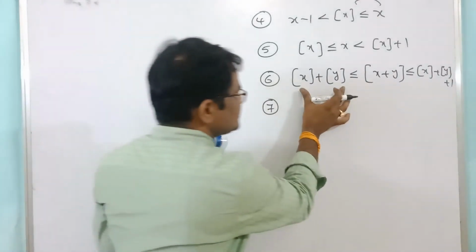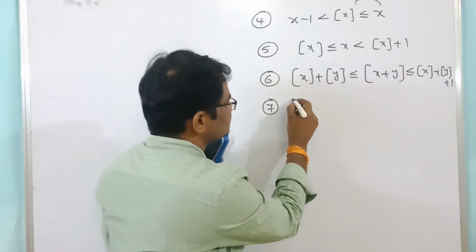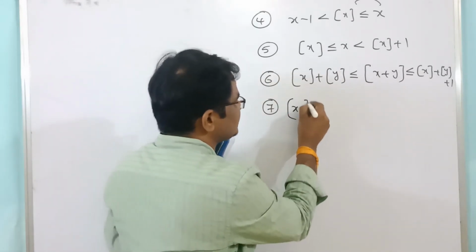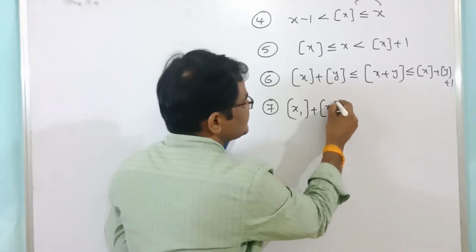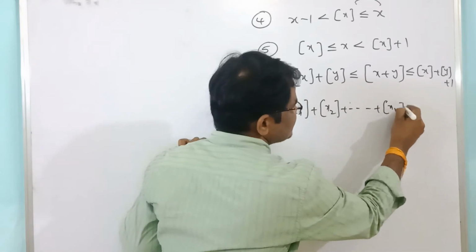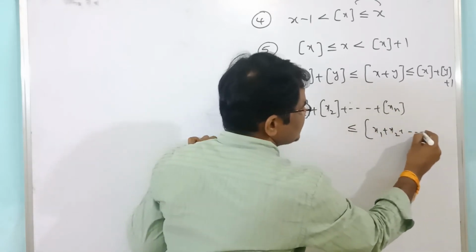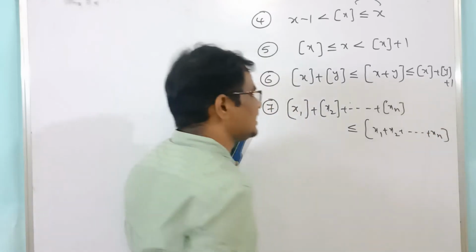The seventh one. Generally, here you have taken only two terms. If you generalize this, you can write: floor x1 plus floor x2 plus etc. plus floor of xn is less than or equal to floor of x1 plus x2 plus etc. plus xn, like this you can write.